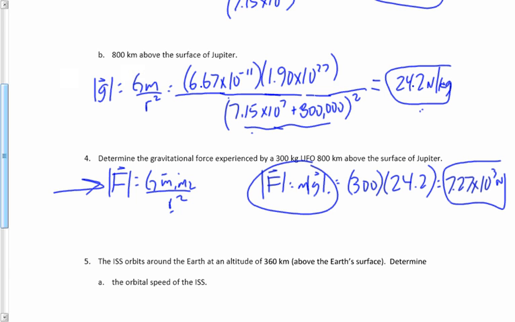If you didn't spot that, that's okay. If you didn't spot that, then calculate the force this way. Use the mass of Jupiter, use the mass of the UFO, use 7.15 plus 800,000 for the radius, and guess what you're going to get? 7.27 times 10 to the 3.